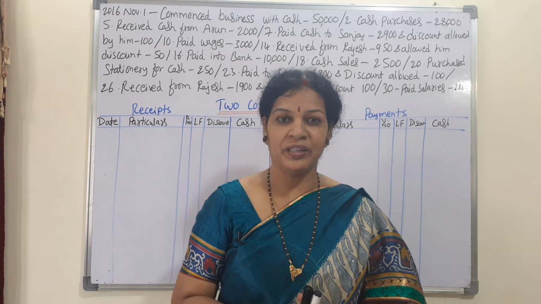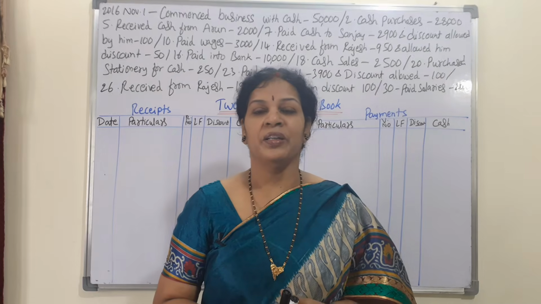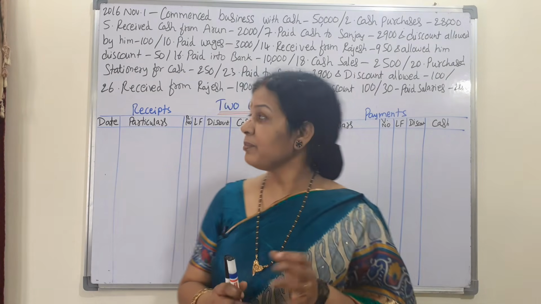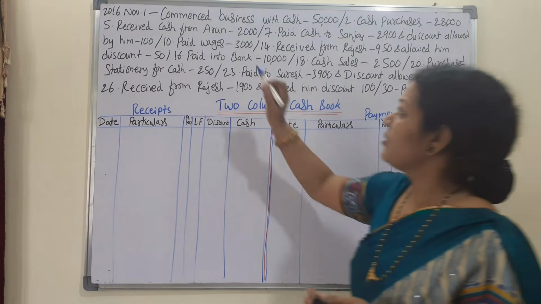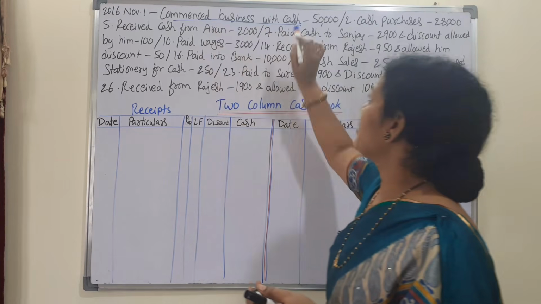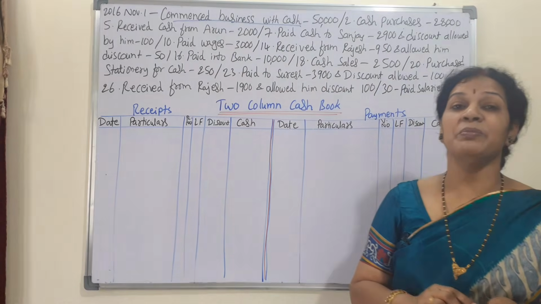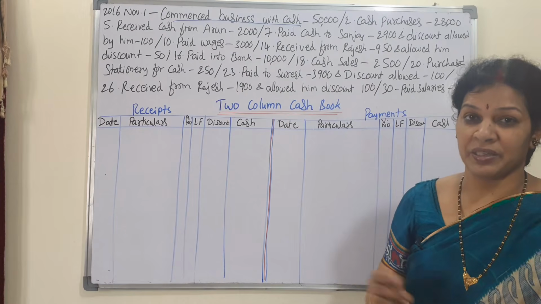You can note down later or you can take a screenshot. Now let's enter into the problem. I have taken a simple problem here. 2016 November 1st. Commenced business with cash. Commenced business with cash means capital.